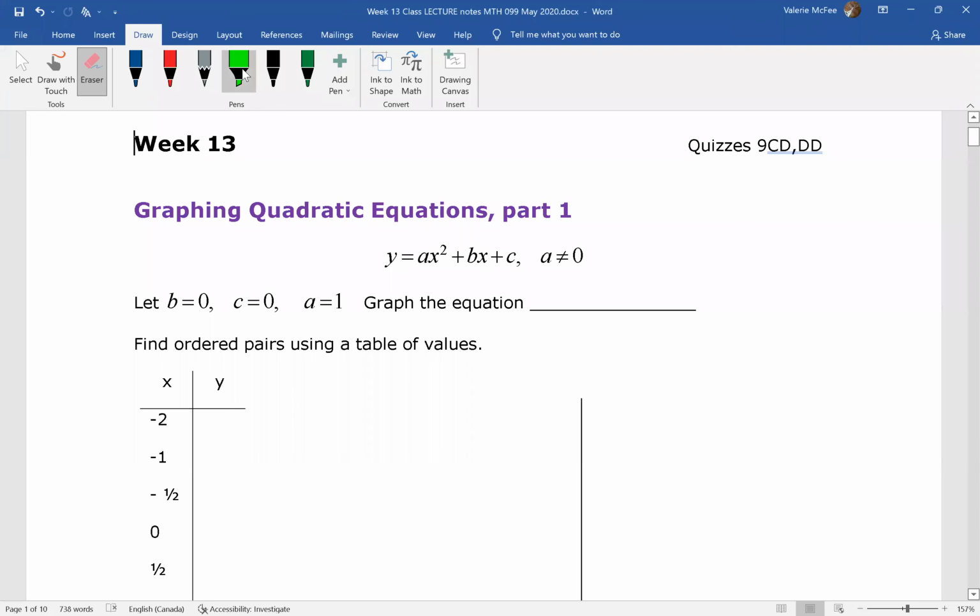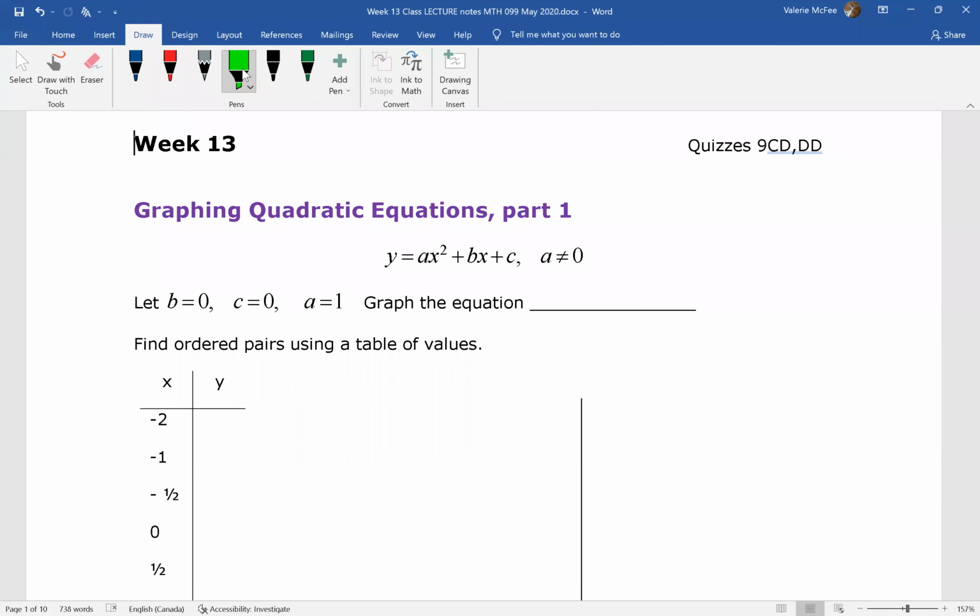Remember that a quadratic equation is one where you have x to the power of 2. Whenever you see x squared, we're going to know that we have a quadratic equation. Also, we should note that a cannot equal 0. If a equals 0, then this term would be 0, and we would have a linear equation. So we're specifically needing to have x squared in order to have a quadratic equation.